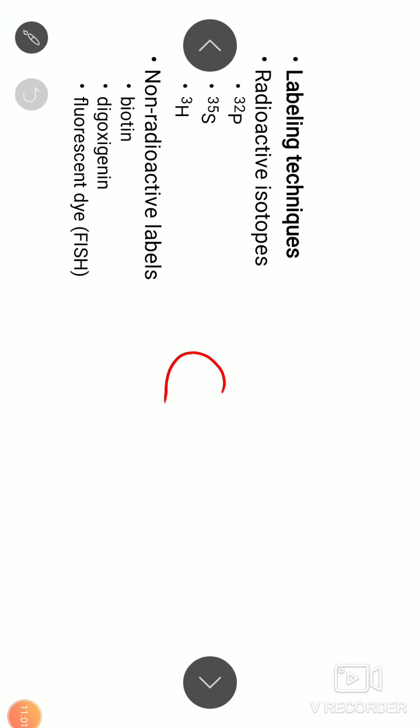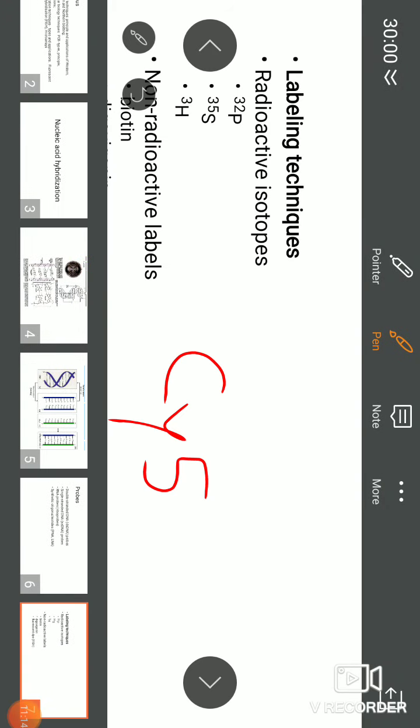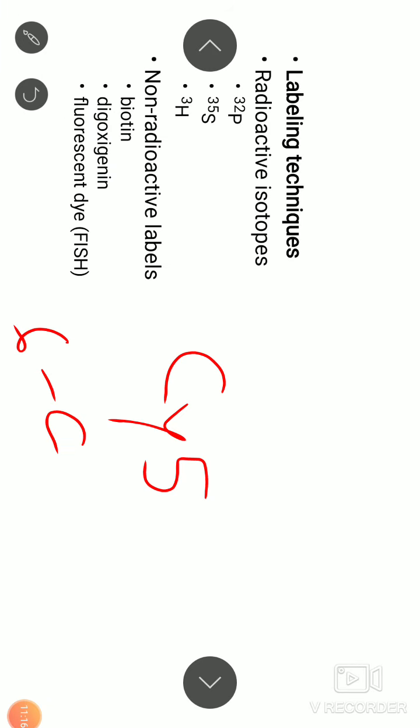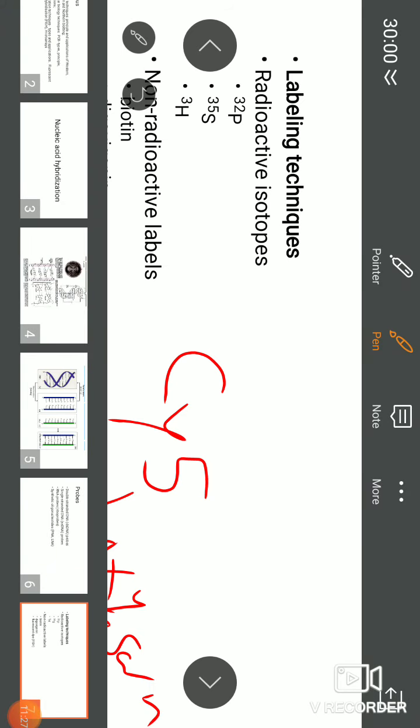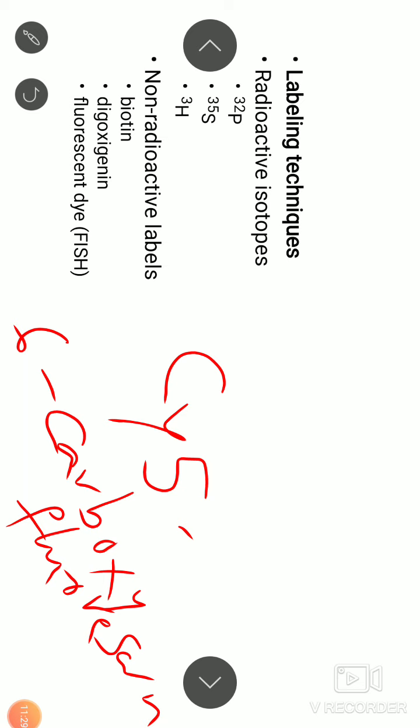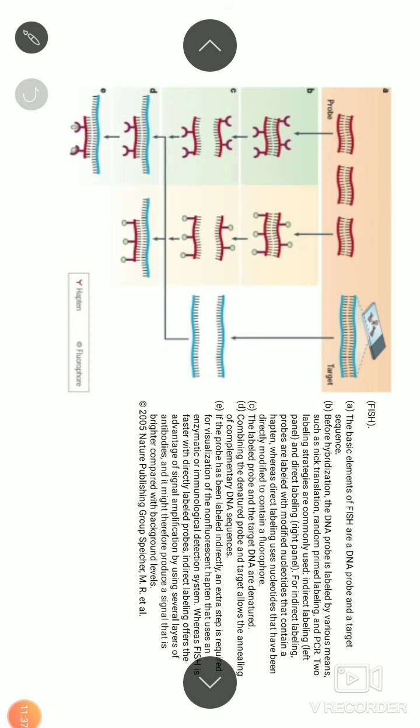I'll write here. Cy5 is extensively used, or else there are many other fluorescent dyes, like for example 6-carboxyfluorescein. 6-carboxyfluorescein can be used for what the technique is called FISH. Now we'll see what FISH is.